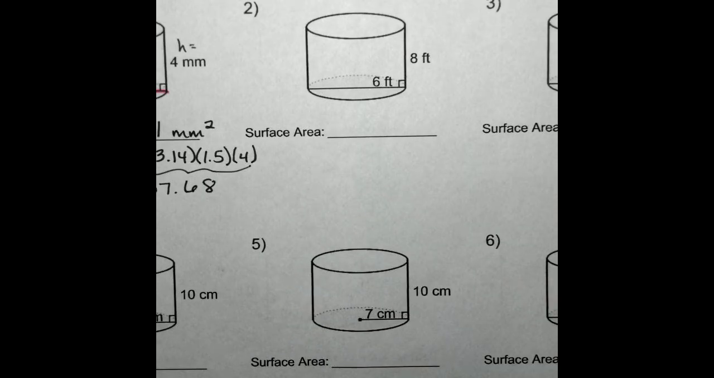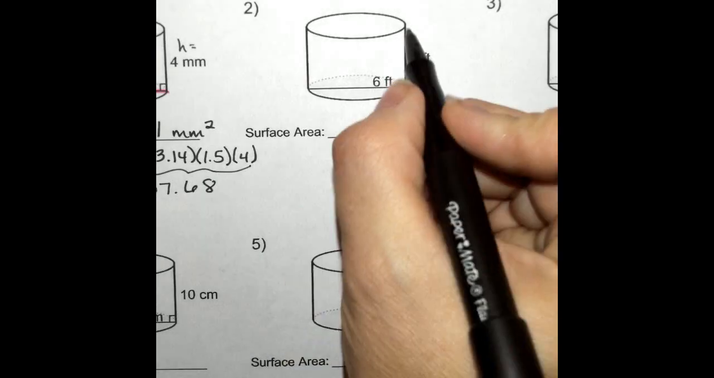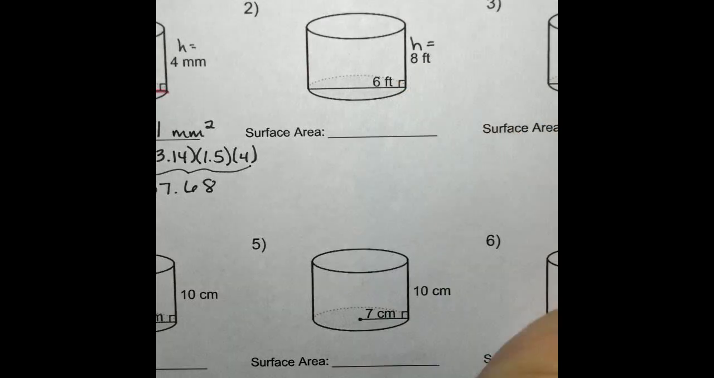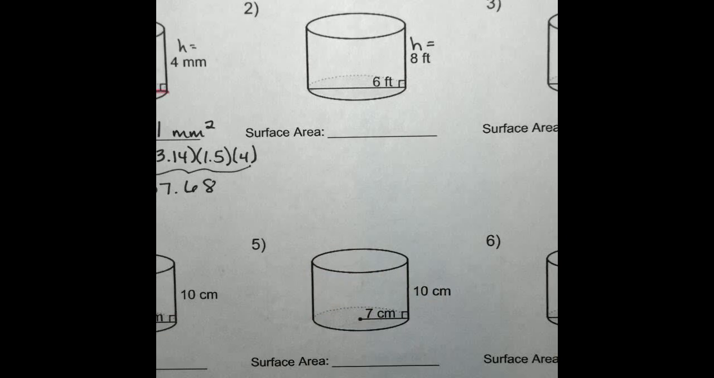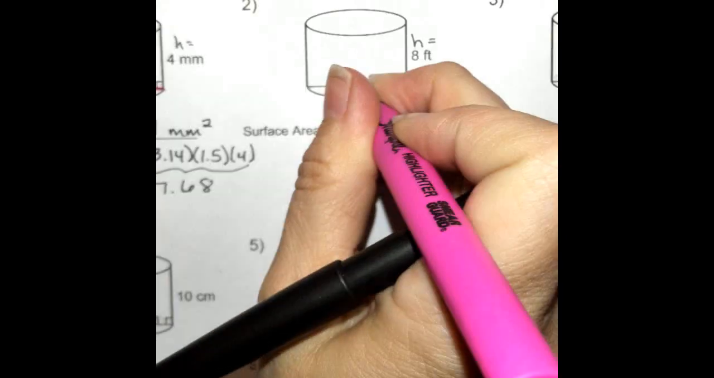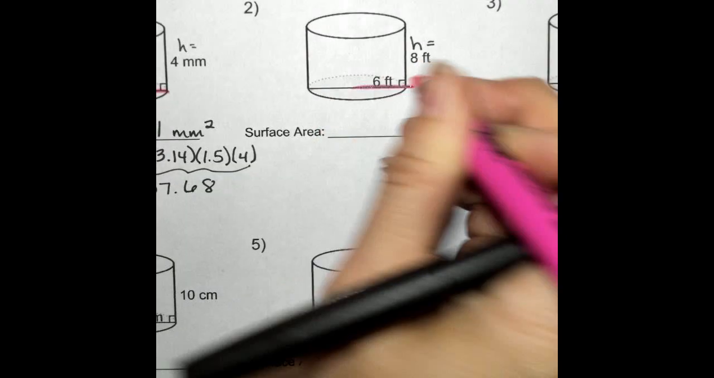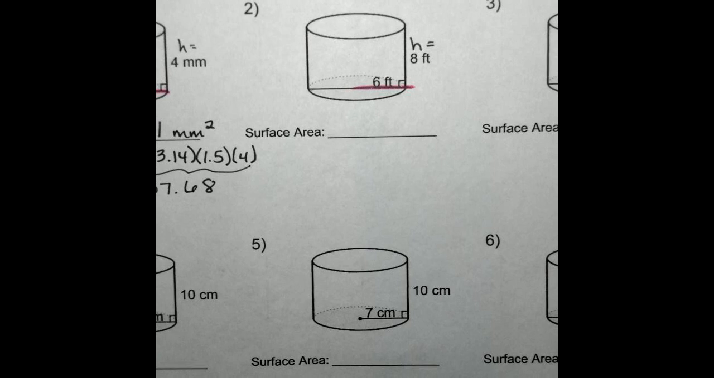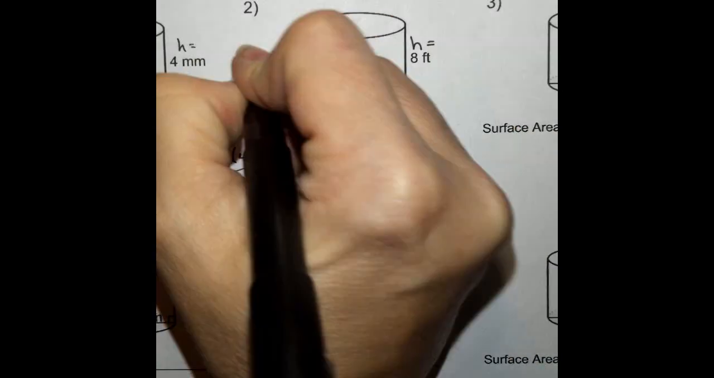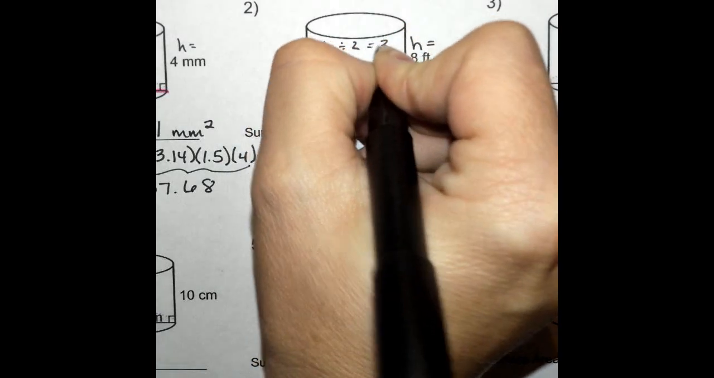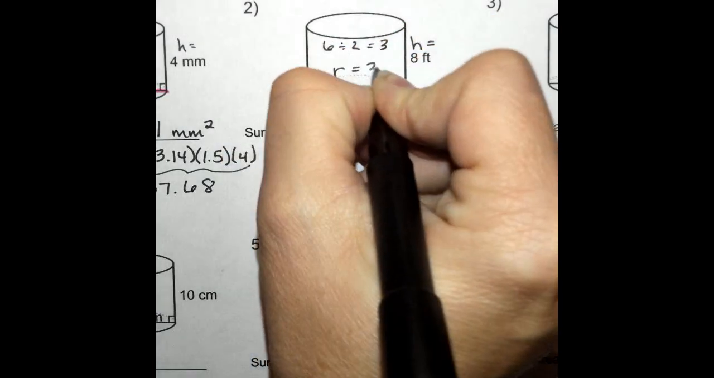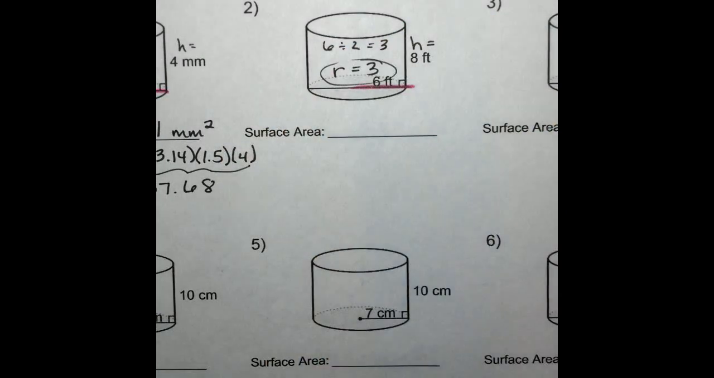Okay, so let's try number 2. Our height is 8. Our diameter all the way across is 6. So remember, we only want half of that. So 6 divided by 2 gives us 3. So the radius we're going to use is 3.